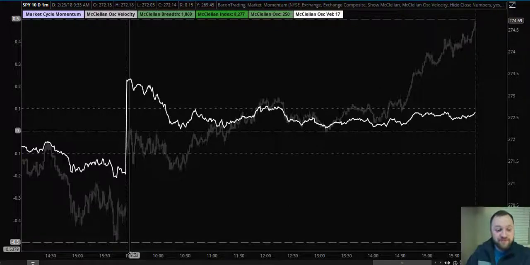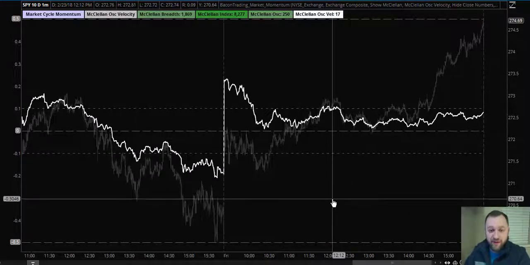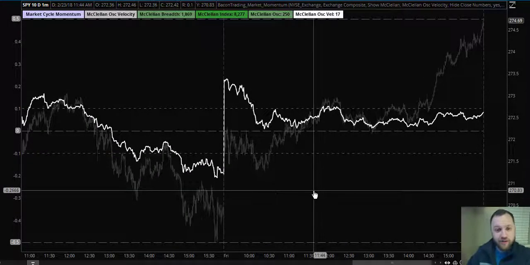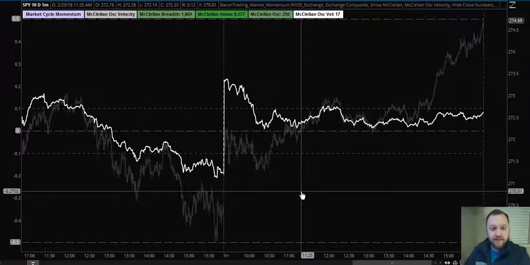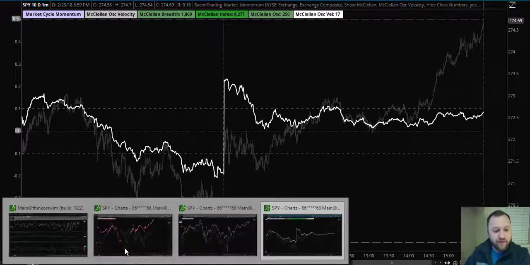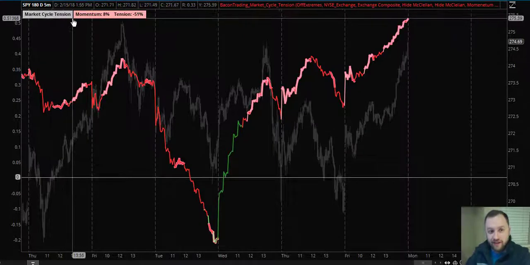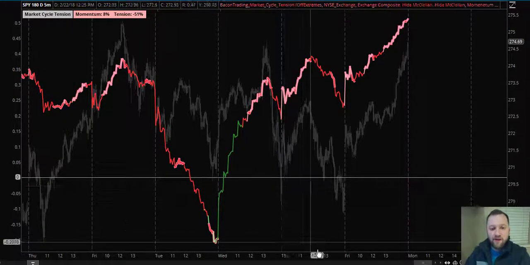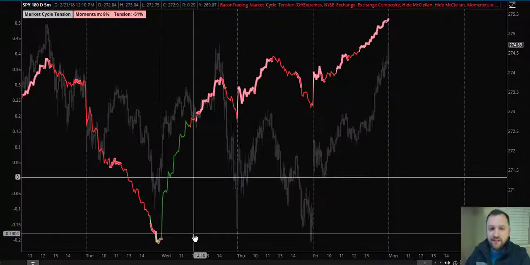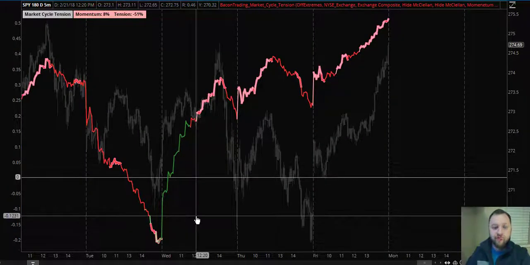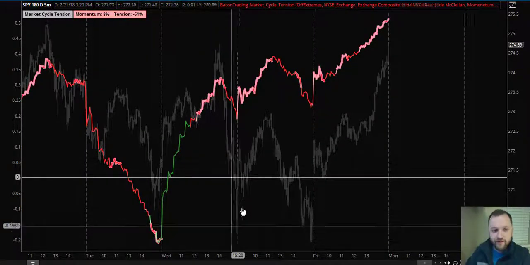Hey traders, let's look over today's market and get an idea of what to expect on Monday. The first indicator I want to look at is the market cycle tension indicator. This is how I define what trend state we're in to help frame everything else that I do.